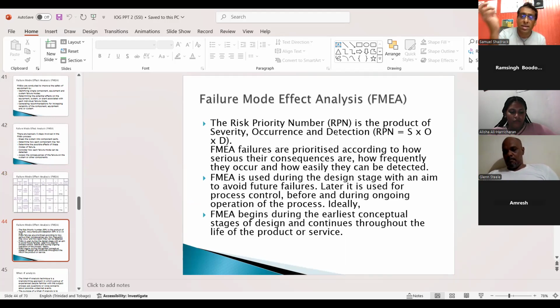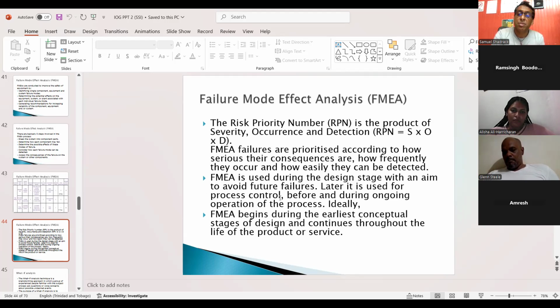If that was a question, they'll tell you the severity is 4, the occurrence is 2, the level of detection is 1, right? And if you multiply those, you get the risk priority number, right? So FMEA failures are prioritized according to how serious the consequences are, how frequently they occur, and how easily they can be detected.